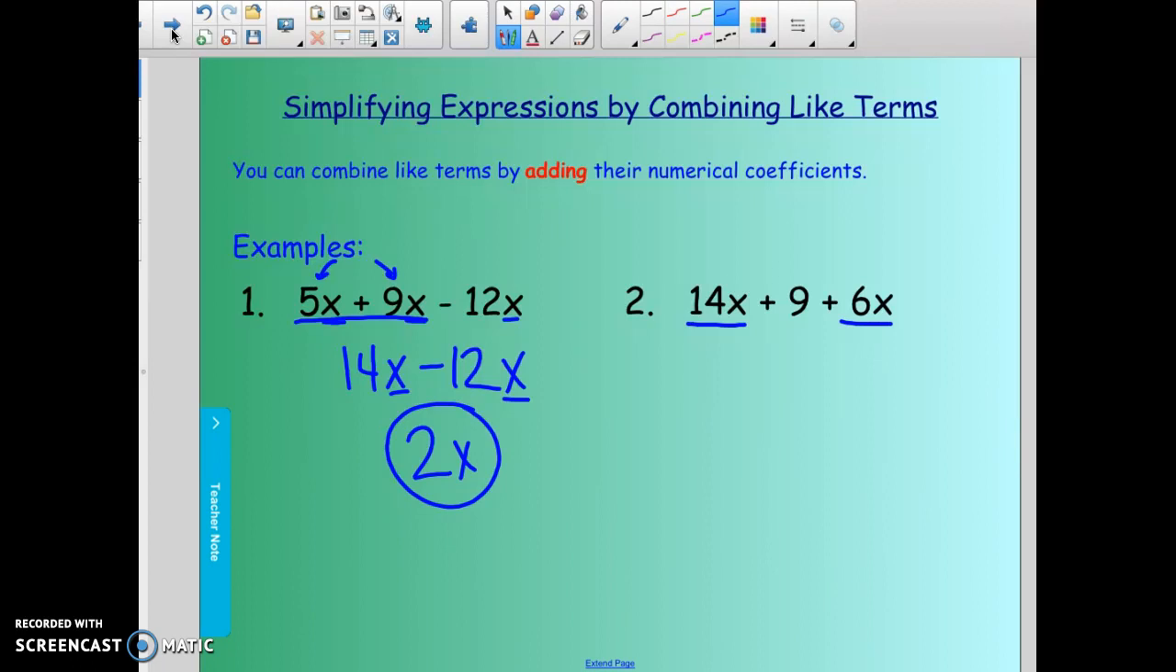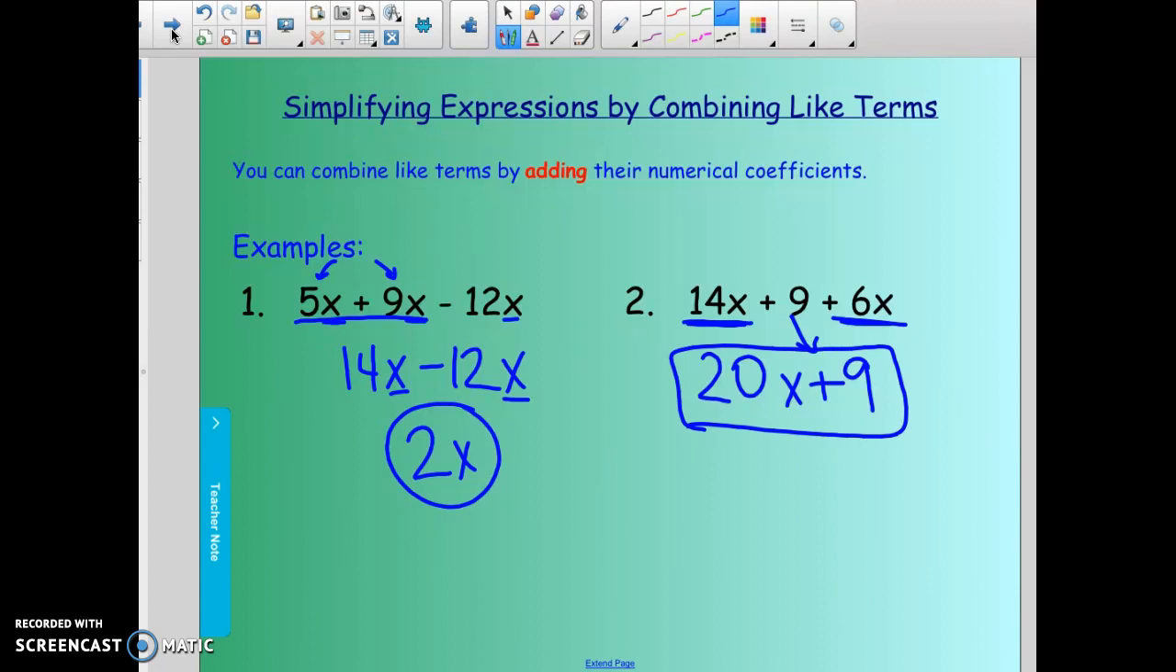Those are the only ones that can be put together. So we can add 14x plus 6x, which is 20x, and then just bring down what you have left, which is plus 9. We cannot add those together because the 9 does not have the x.